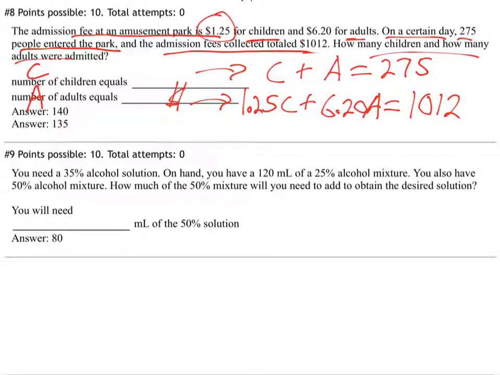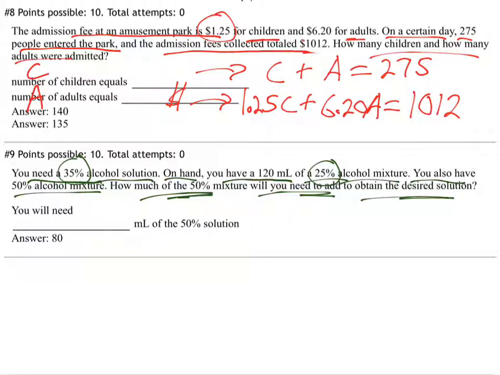Last problem is a mixture problem. So you need a 35% alcohol solution. That's your goal, what you're trying to come up with. On hand, you have 120 milliliters of a 25% mixture. So you've got a weaker mixture. You want to bring it up to a 35% stronger alcohol solution. You also have a 50% mixture. So how much of the 50% will you need to add to obtain the desired solution? Get the idea? We have a 25% mixture. We're going to add some 50 until it comes up to be 35%.